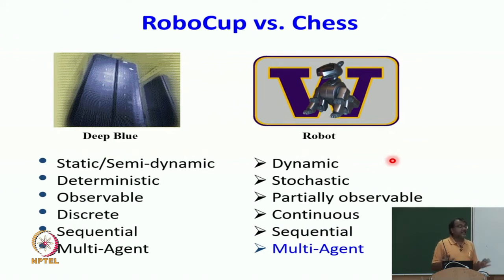Chess is not an easy problem, but it is much easier than robo-soccer, because it does not have to deal with dynamic environments, stochastic environments, partial observability, or continuous spaces. It is a much easier environment, even though it is a very hard environment by itself. And you can now come up with more examples.